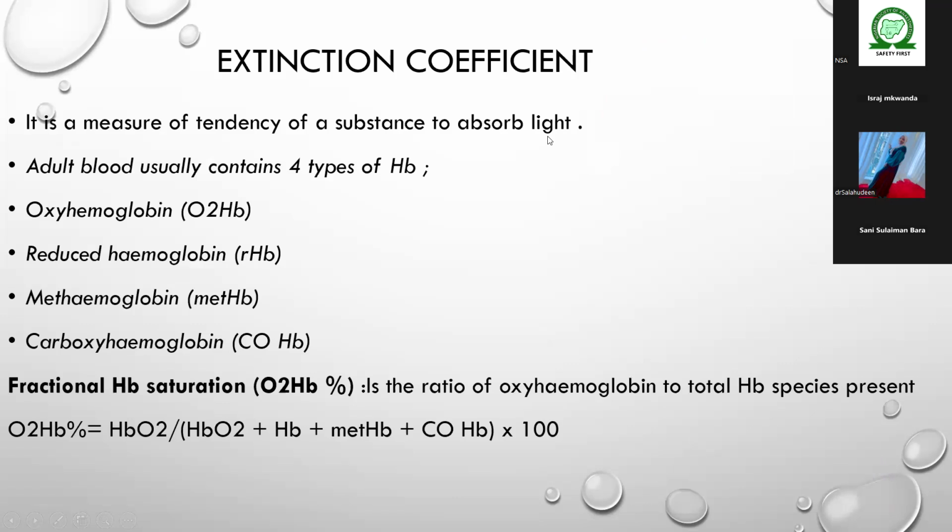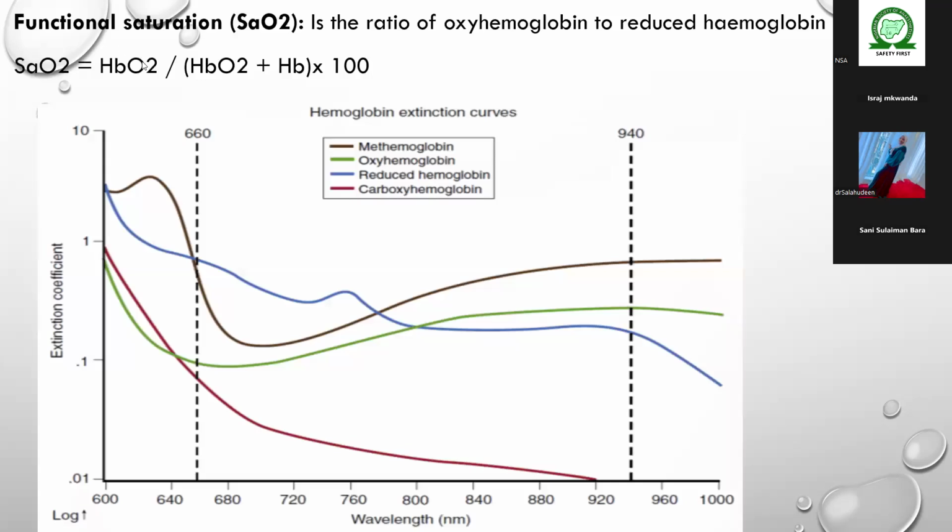So the extinction coefficient is measured in the calculation of the intensity of the light transmitted. This is a measure of the tendency of a substance to absorb light. And one of the limitations of pulse oximetry is that, if you analyze all the variants of oxygen saturation present, the oxyhemoglobin, the reduced hemoglobin, the methemoglobin, the carboxyhemoglobin, it will not give us the fractional hemoglobin saturation. That is the ratio of the oxyhemoglobin to total hemoglobin species present in that tissue bed, in that medium. Whereas the ABG gives us functional hemoglobin saturation. This one will just analyze differential absorption between oxyhemoglobin and reduced hemoglobin.